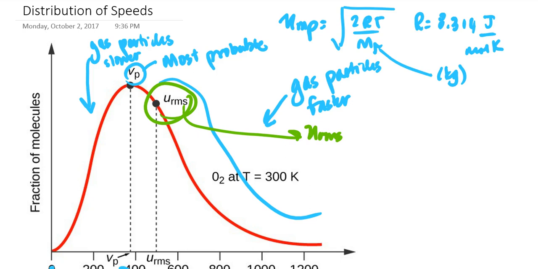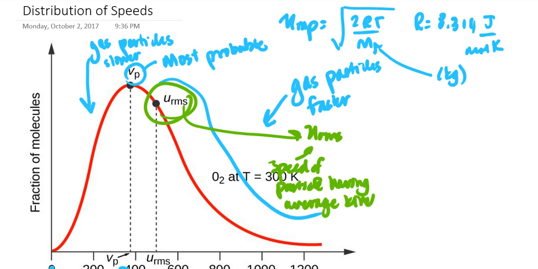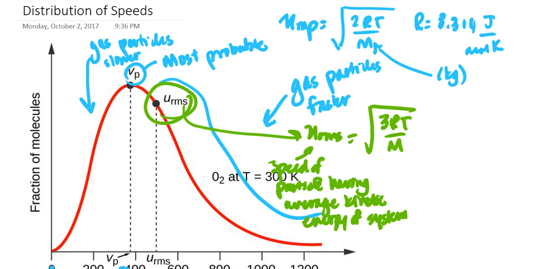And essentially, the root mean squared velocity is actually the speed of a particle that has the same kinetic energy as the mean kinetic energy. So the speed of a particle having the same kinetic energy as the average kinetic energy of the system. So don't worry too much about how to derive the equations for the root mean squared velocity, which is actually the square root of 3RT over m, using the variables the same as we would have calculated for the most probable velocity.